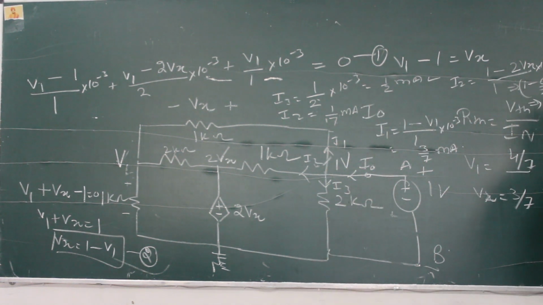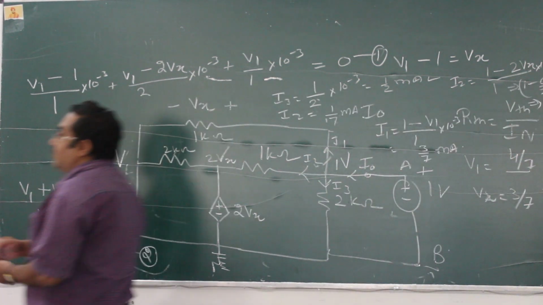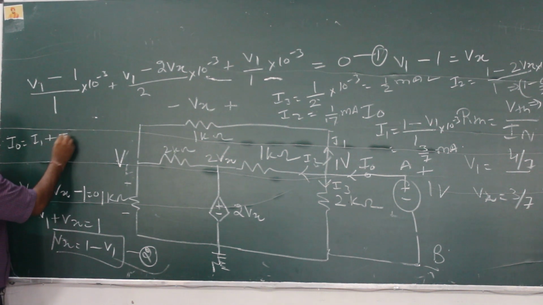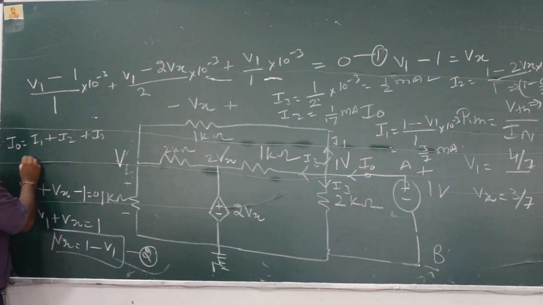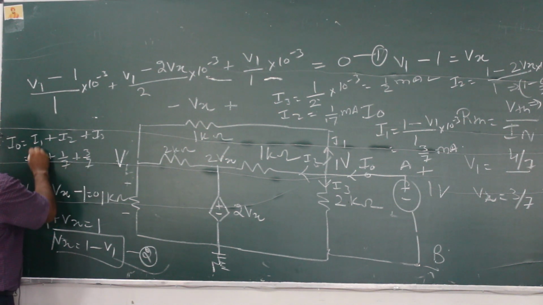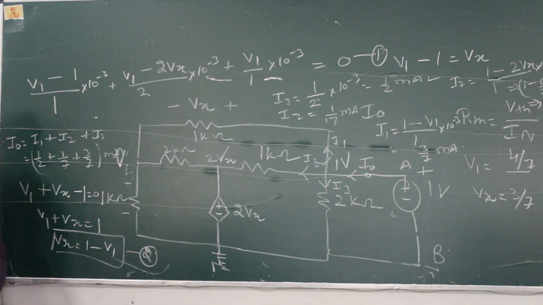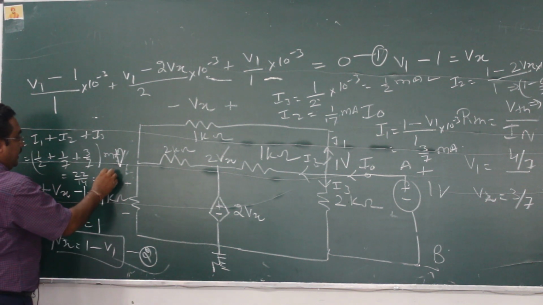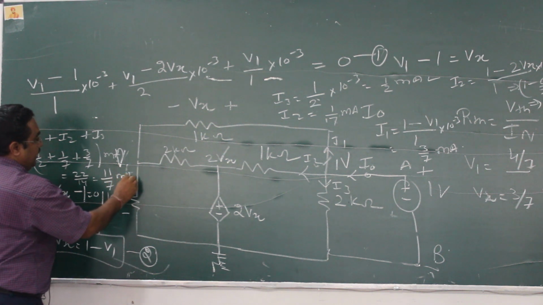So you have got I1, I2 and I3. You just add all these three quantities. I0 is equal to I1 plus I2 plus I3. That is how much? Half plus 1 by 7 plus 3 by 7 milliampere. So when you solve it, you will get 14 plus 2, 16, 16 plus 6, how much? 22. So total answer is 22 by 14. So when you solve it again, it will come out to be 11 by 7 milliampere.